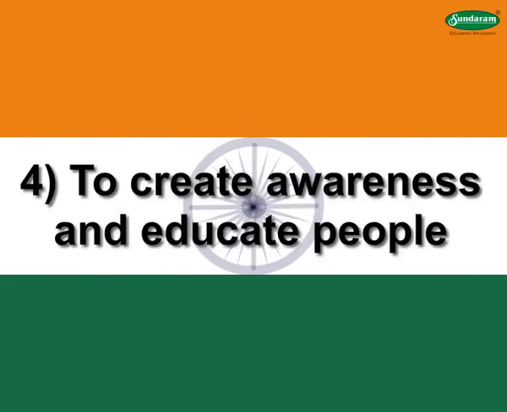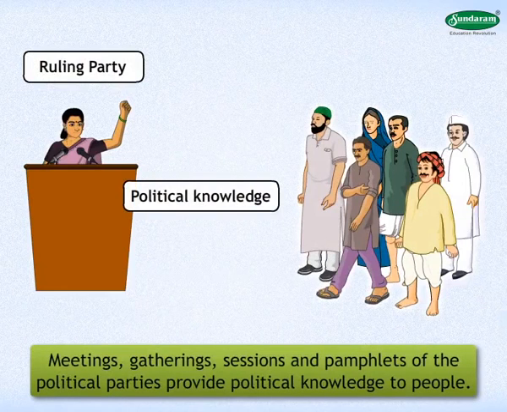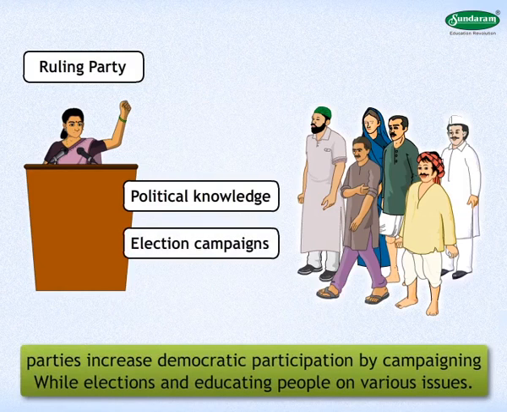4. To create awareness and educate people. Parties provide access to government transactions. Meetings, gatherings, sessions, and pamphlets of the political parties provide political knowledge to people. Political parties increase democratic participation by campaigning at the time of elections and educating people on various issues.